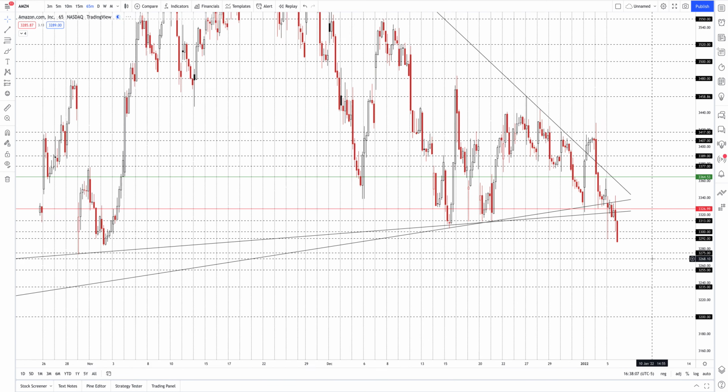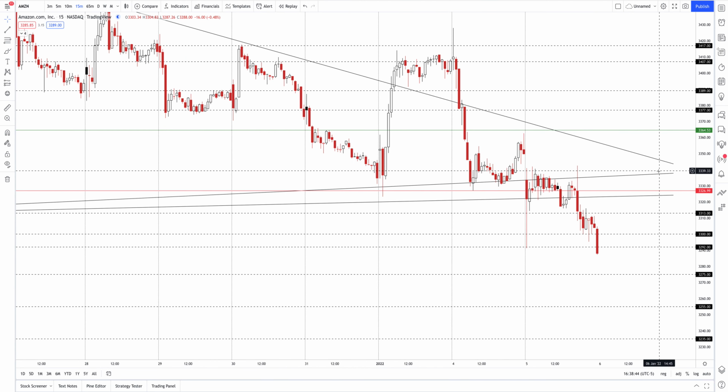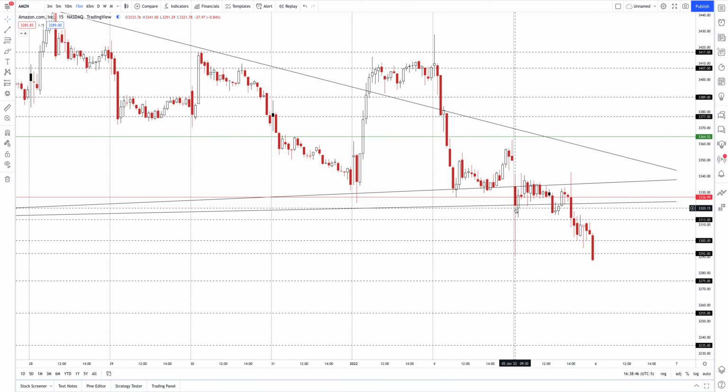We wanted to see price get below yesterday's low, so we used yesterday's low as the actual level, but we knew that was going to be confluent with the breakdown of this triangle. And you can see right away this morning with Apple and with Microsoft, Amazon pulled back sharply. We have this really big wick.